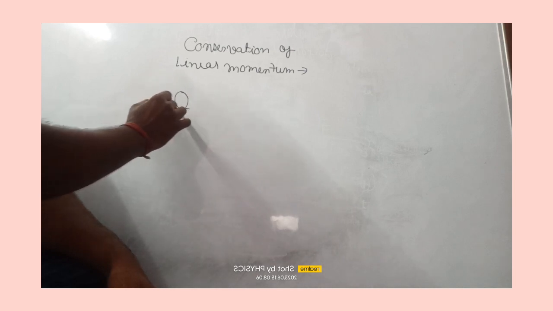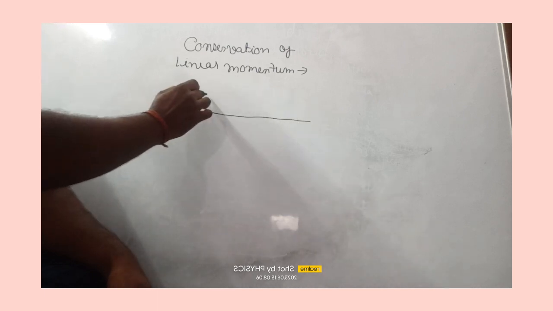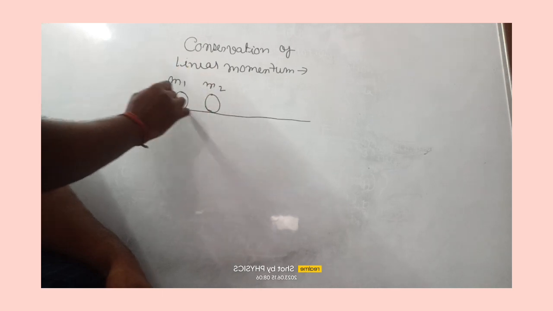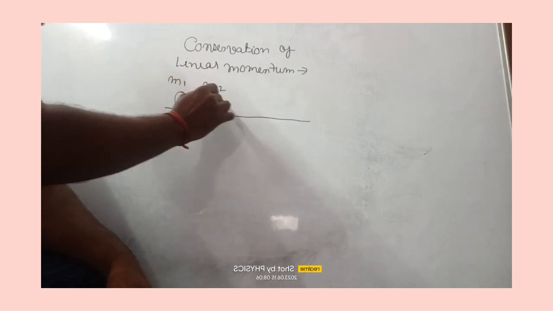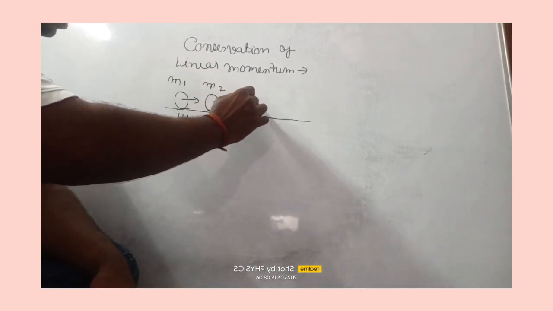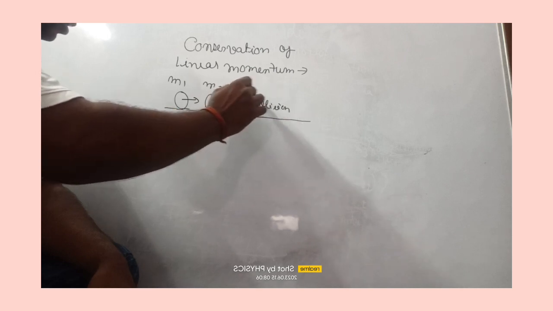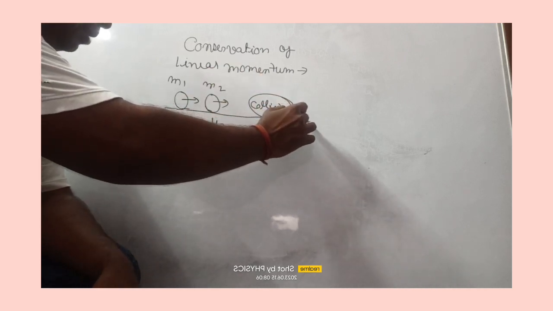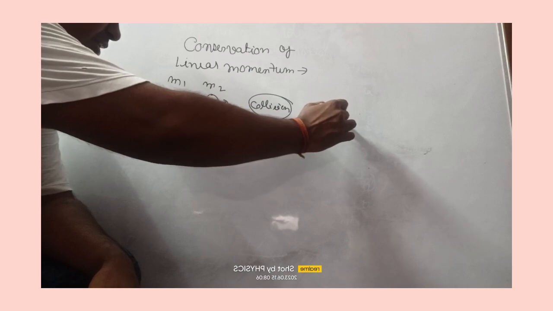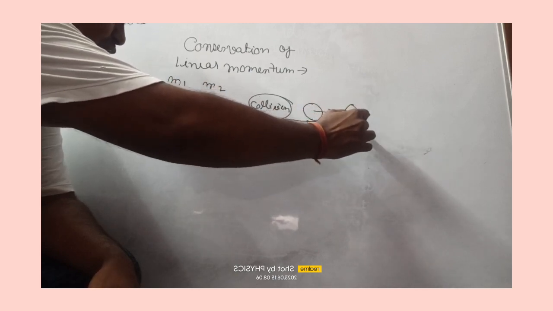Now let us explain it. Let us consider two objects of masses m1 and m2. This is u1, this is u2, moving in the same direction. Here the collision happens. Then they are moving with the velocities v1 and v2, masses m1 and m2.